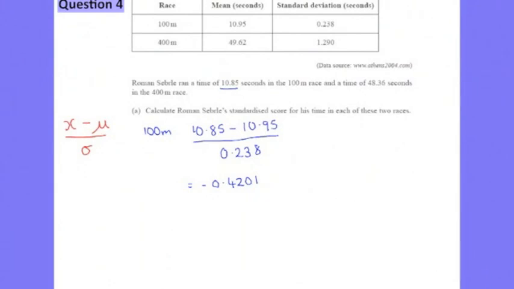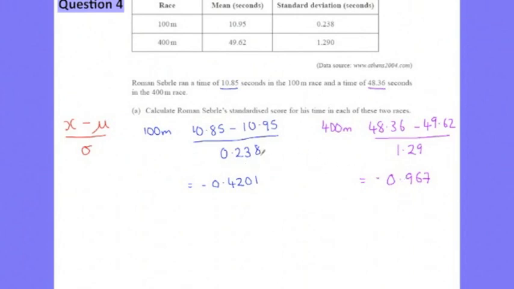Then looking towards the 400-metre race. Using exactly the same approach, his time, 48.36, subtract the mean, which for the 400 is 49.62, divided by the standard deviation, 1.29, which is equal to negative 0.967. We're then asked to interpret the answers in part A.